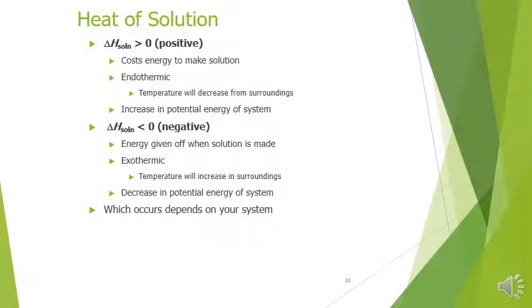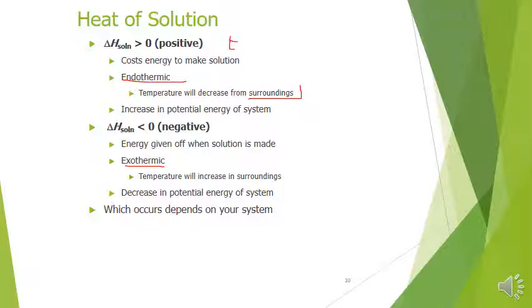Okay, so heat of solution could be endothermic or exothermic. Most of the time it will be exothermic. We'll talk about both of these. In the endothermic case, what you're going to notice is that the surroundings will be getting colder. An example of that is if you take ammonium nitrate and put it in water, the temperature will go down in the water.